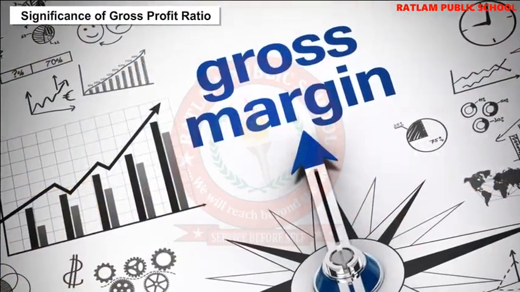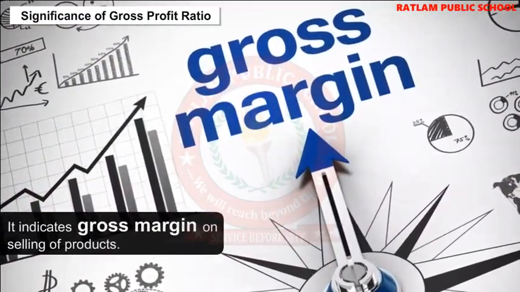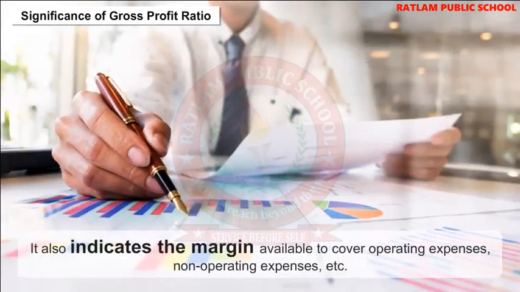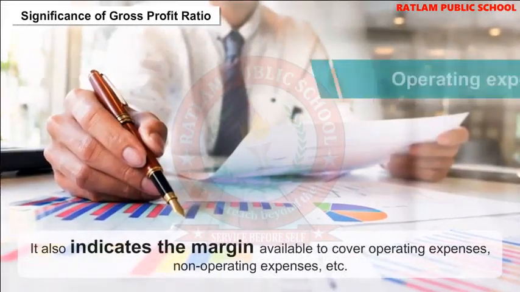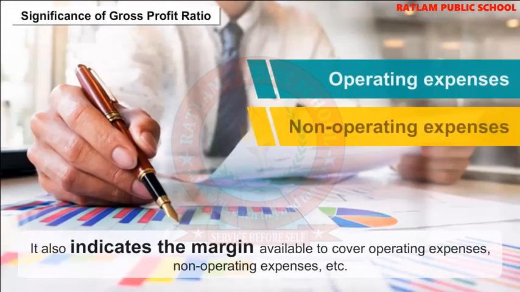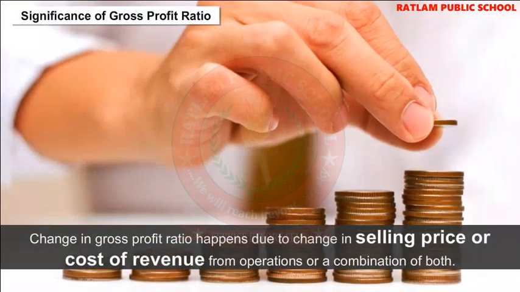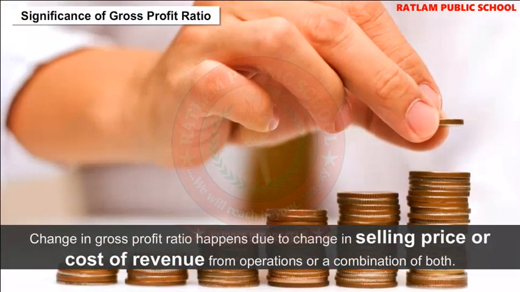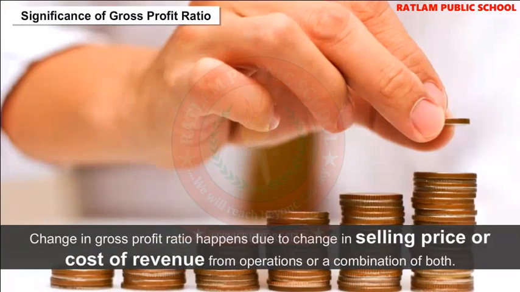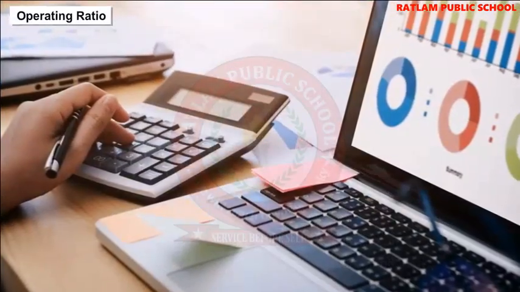Significance of gross profit ratio. It indicates gross margin on selling of products. It also indicates the margin available to cover operating expenses, non-operating expenses, etc. Change in gross profit ratio happens due to change in selling price or cost of revenue from operations or a combination of both. Operating ratio.